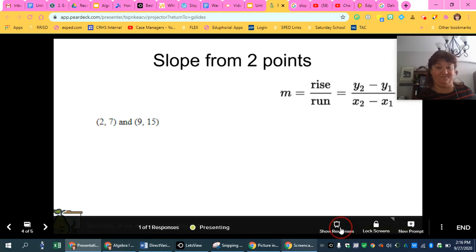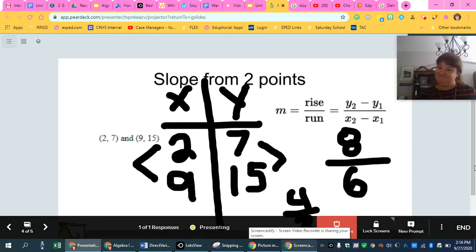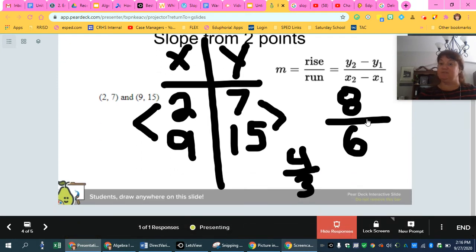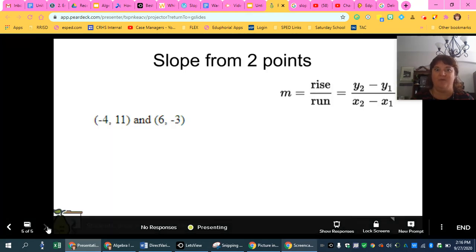Let's take a look. That's what I got. My change from 7 to 15 was 8. My change from 2 to 9 is 6. So I have 8 over 6, which can reduce to 4/3. What? How easy was that? Okay, let's try one more.